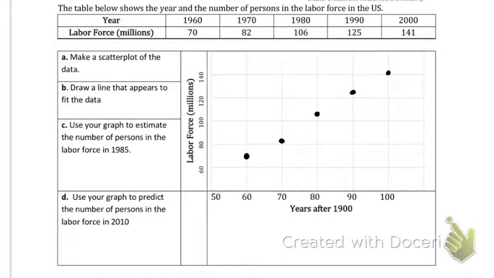So the next part says draw a line that appears to fit the data. So we're just going to draw a line that hopefully goes through most of these points, depending on how my snap grid is allowing me. It looks like it generally goes through all of them, some higher, some lower. I'm not looking for perfection on these. Do we want to bring the line all the way down with the axes? I would, because I'm going to ask you about 2010, so at least have it all the way up here.